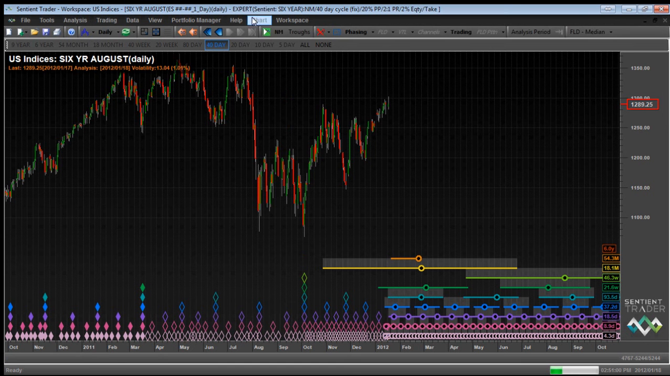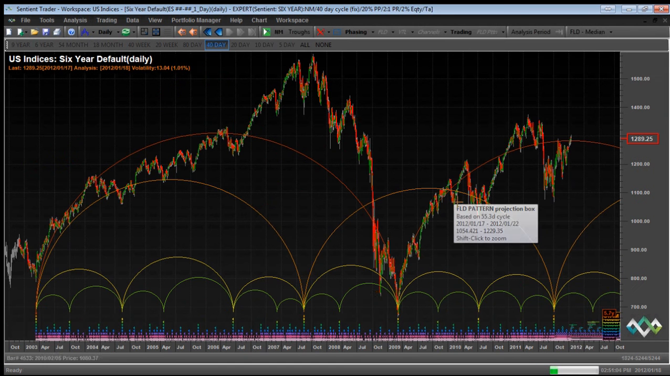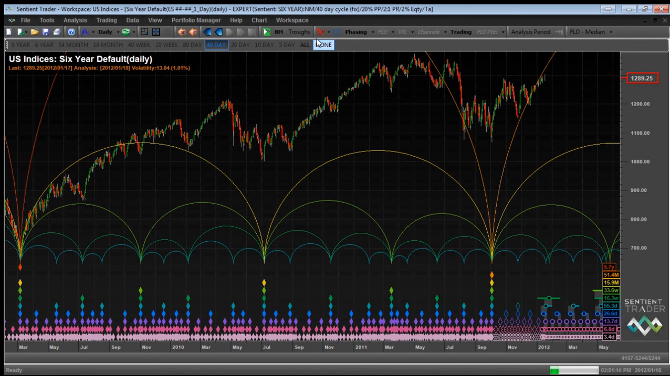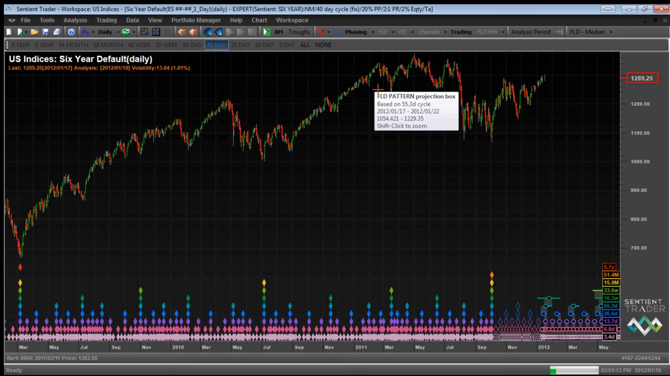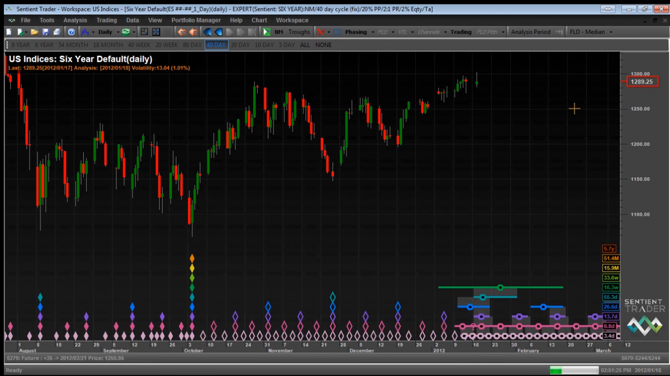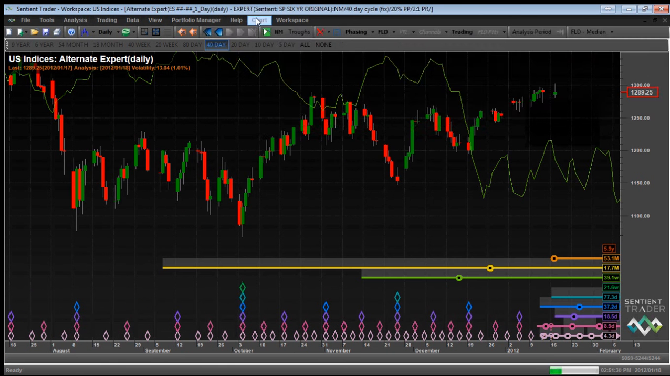So I would be inclined to take note of that FLD cross and to say that this analysis, although it is interesting, is very unlikely to be true, and that this analysis is much more likely to be true with the 40-week cycle trough over there, or in fact the default analysis that Sentient Trader has been performing is also quite possibly the true analysis.